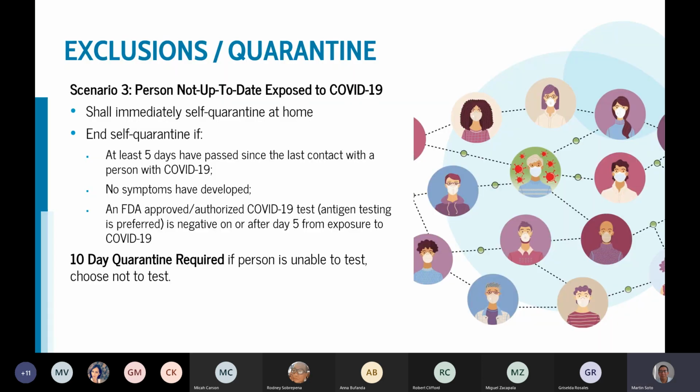Scenario 3, a person not up to date with their vaccinations and is exposed to COVID-19. This person shall immediately self-quarantine at home, and you can end your quarantine if these 3 things occur: 5 days have passed since the contact with the COVID-19 case, no symptoms have developed, and you take an FDA-approved test and it is negative on or after the 5th day of exposure. If you're unable or do not want to take a test, you must stay out the full 10 days.